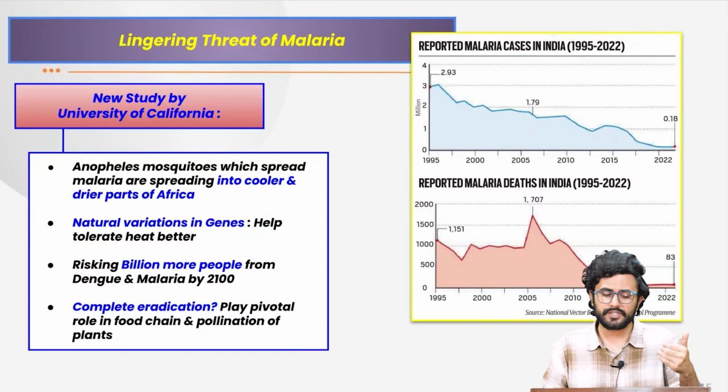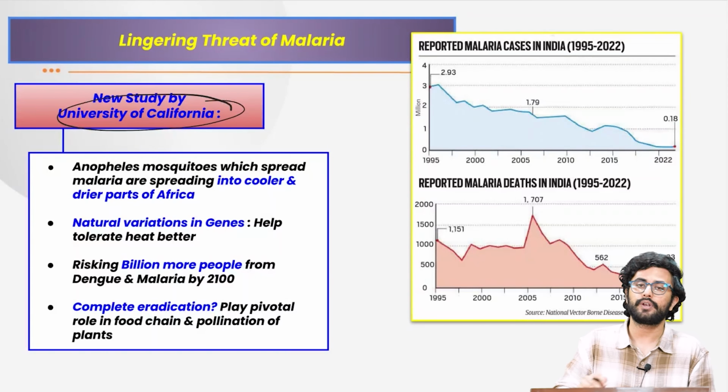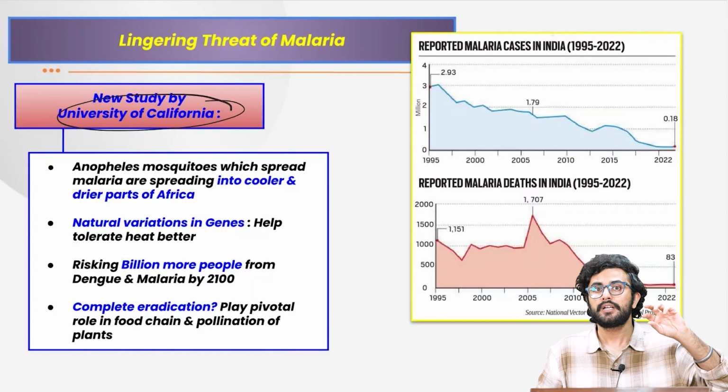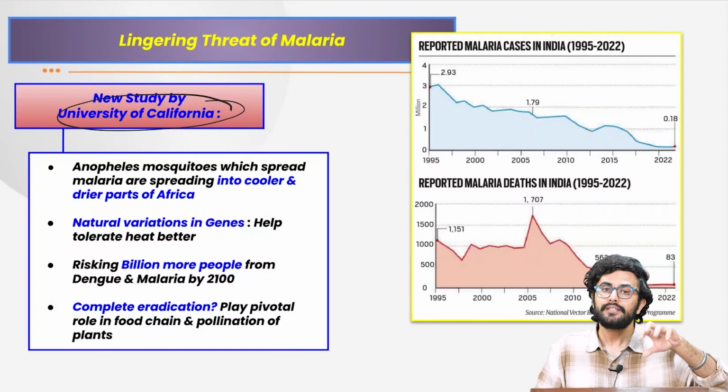So there was a very new study which was conducted by the University of California. Normally it was suggested that with increasing global temperature, which is also increasing in Africa, the mosquitoes will start moving towards more colder regions.